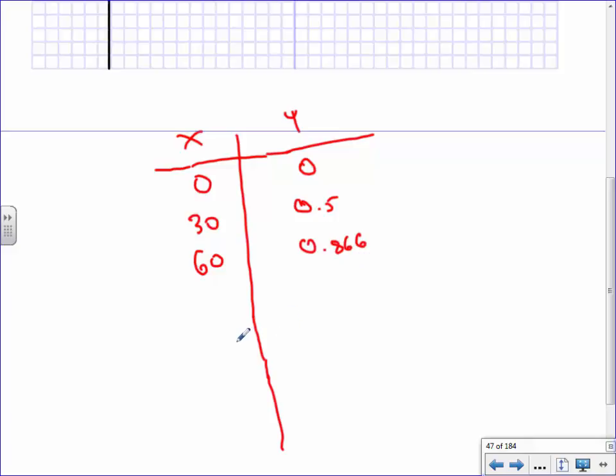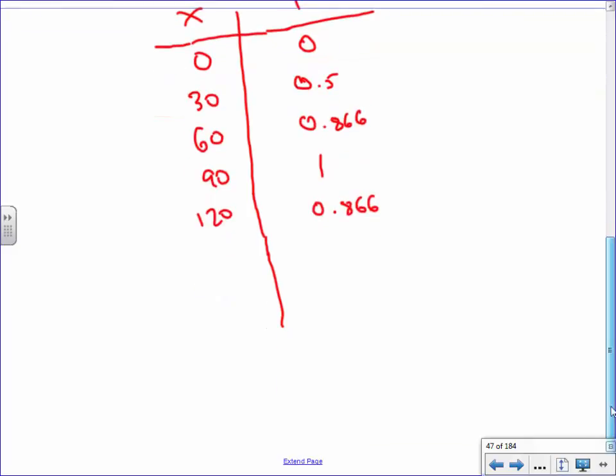Okay. Then let's do 90. And 120. Yeah, it actually goes back to 0.866. I'm going to talk about why it does that in a little bit, but just go with it for now. It's going to be a super long table of values, by the way. When do you think I'm going to stop this table of values? What would be a logical number to end it at?